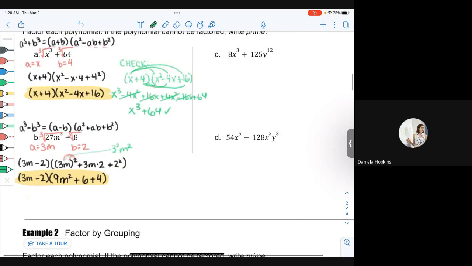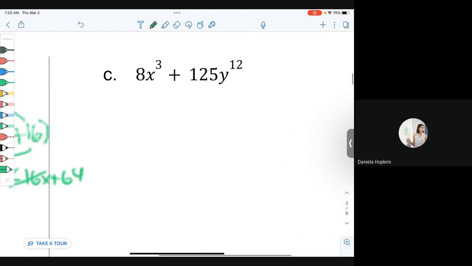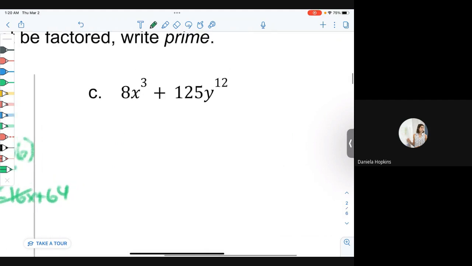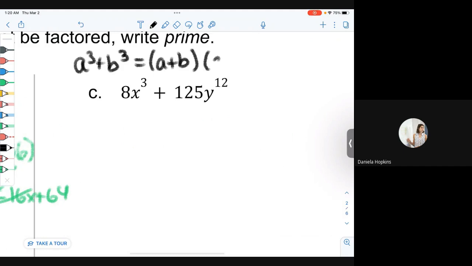Let's look at two more. These get steadily harder. So now part C, we're going to have two terms for both our A and our B. Again, I'm going to write the formula right above it just so it's on the screen. This is an addition sign here, so we are in the sum of cubes case. So it would be a cubed plus b cubed will factor to be a plus b times a squared minus ab plus b squared.